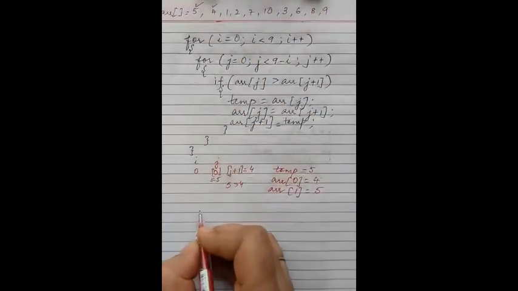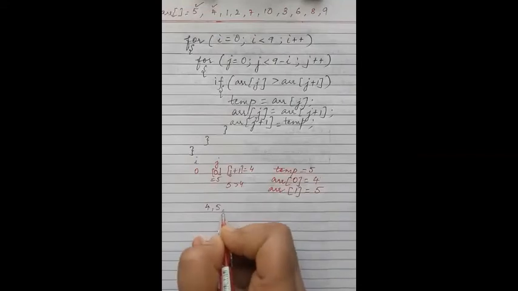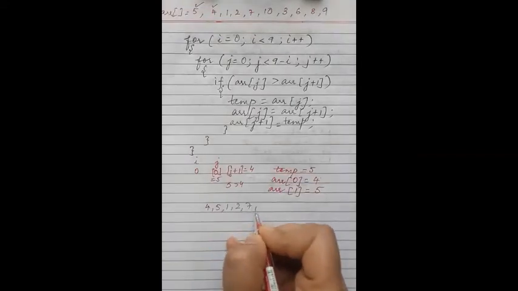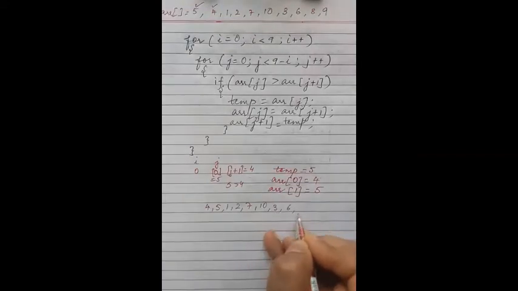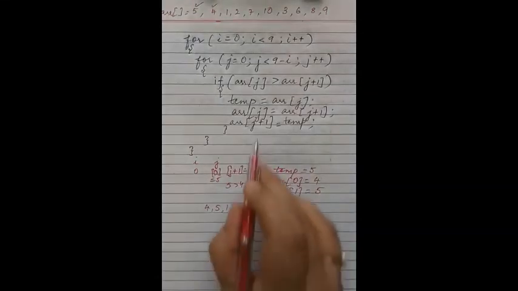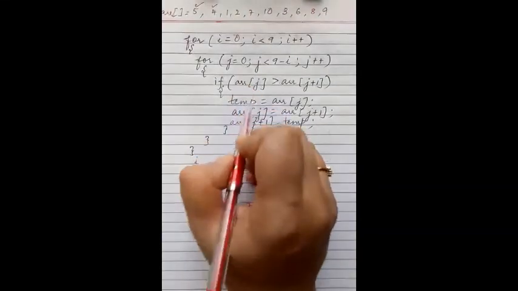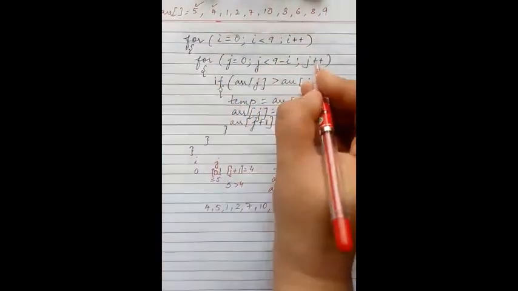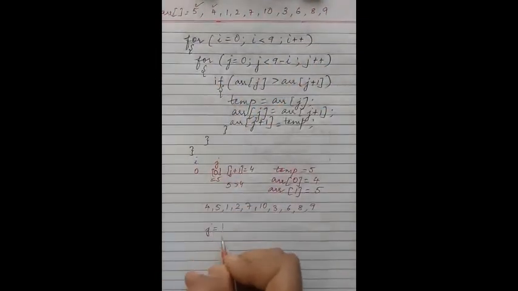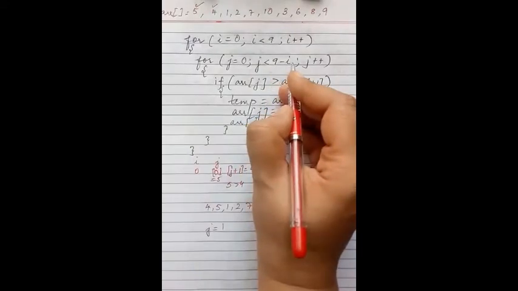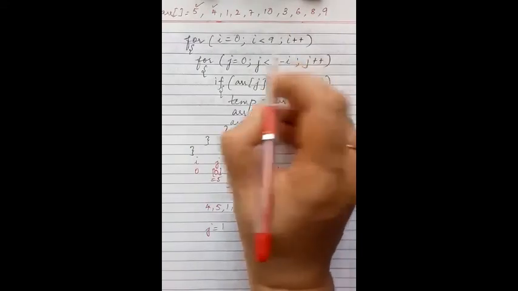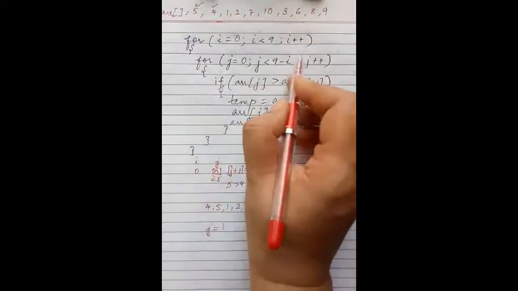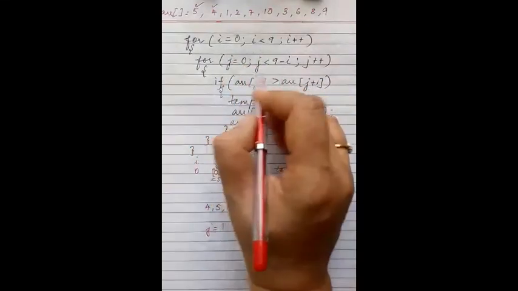So now the array will look like 4, 5, 1, 2, 7, 10, 3, 6, 8 and 9. After the first pass of the J loop, after this J becomes 1. अब J की वैल्यू क्या हो गई? 1. Is it less than 9 minus 0? Is it less than 9? Yes. That means J लूप कितनी बार चल रहा है? For I equals to 0, J का लूप 9 टाइम्स चल रहा है.